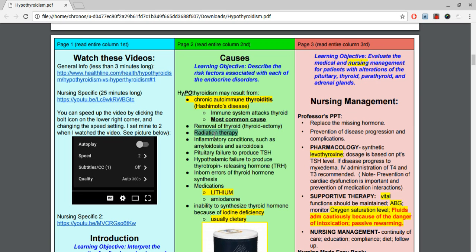Another cause is radiation therapy. It can be caused by inflammatory conditions like amyloidosis and sarcoidosis. It can be caused by the pituitary failing to produce the TSH. It could be due to hypothalamic failure. The hypothalamus is just failing to produce TRH. It can be due to inborn errors of thyroid hormone synthesis, like in cretinism.